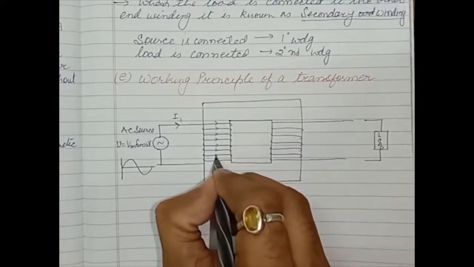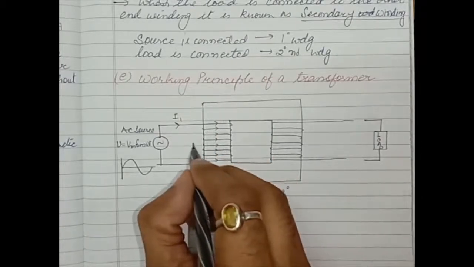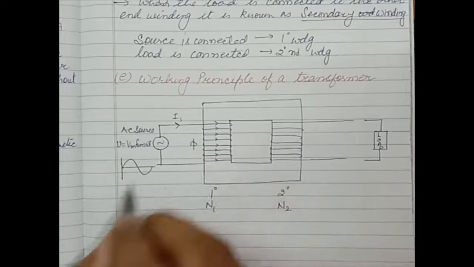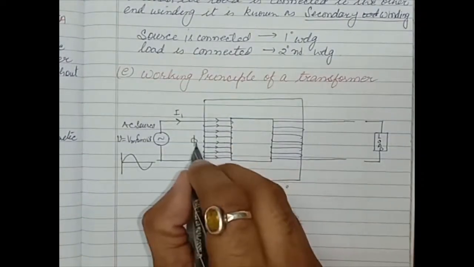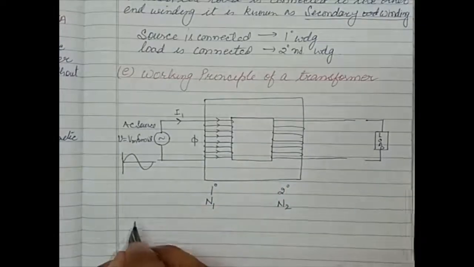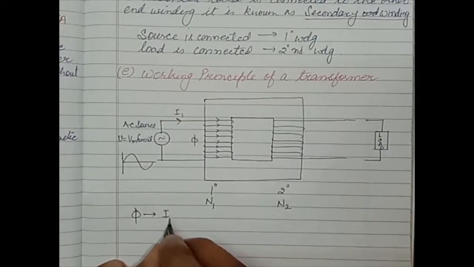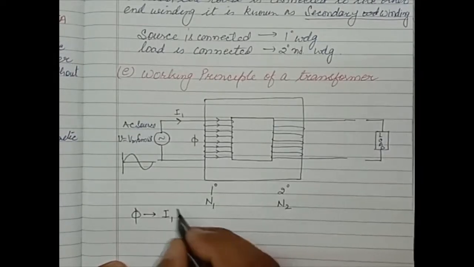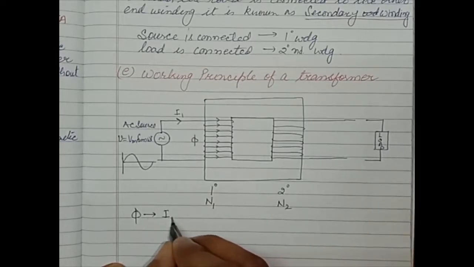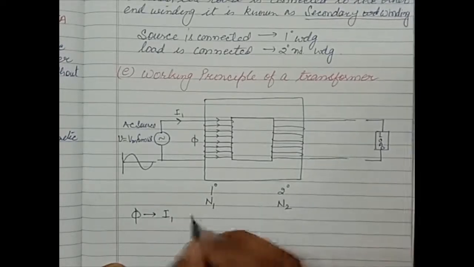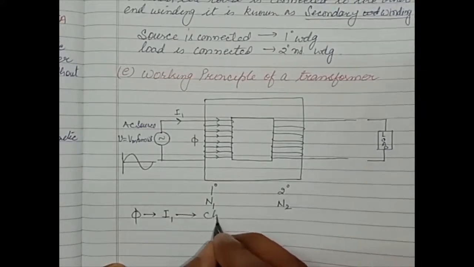So what will happen when there is a flow of current in the winding? There is a production of flux phi. This flux phi comes from current I1. How is phi set up? Because of current I1 flowing into the primary winding. And the nature of the current is that it keeps on changing.